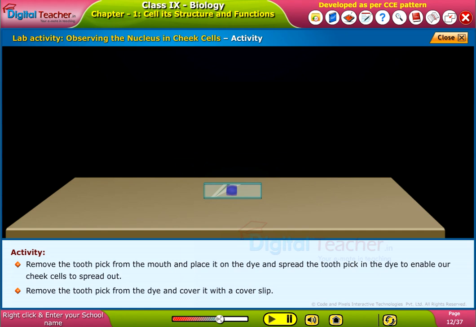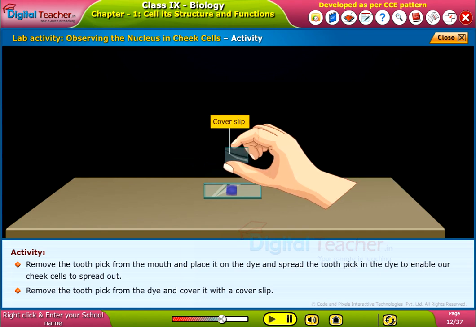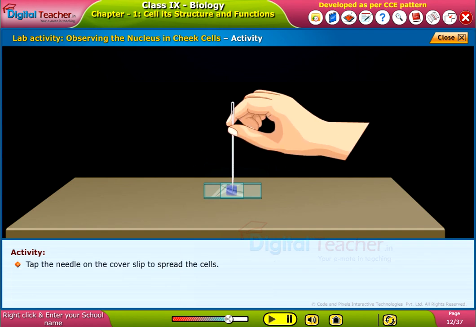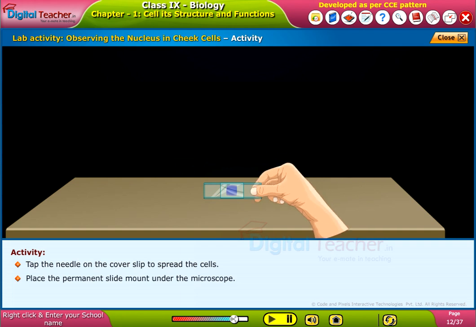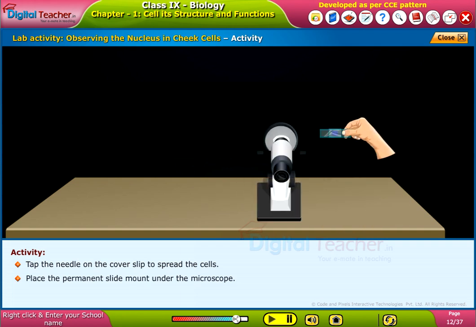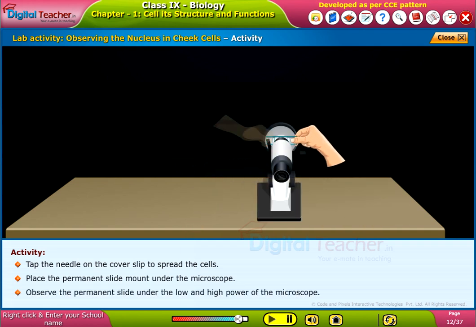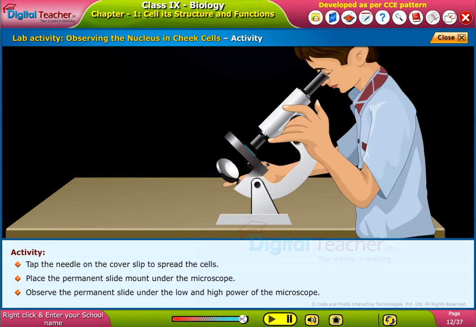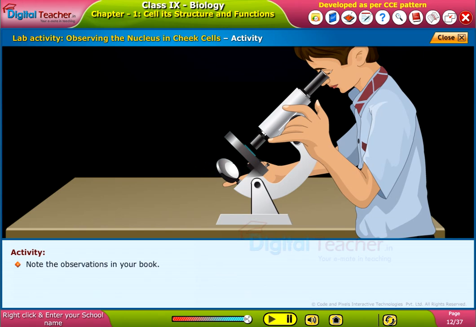Remove the toothpick from the slide and cover it with a cover slip. Tap the needle on the cover slip to spread the cells. Place the permanent slide mount under the microscope. Observe the permanent slide under the low and high power of the microscope. Note the observations in your book.